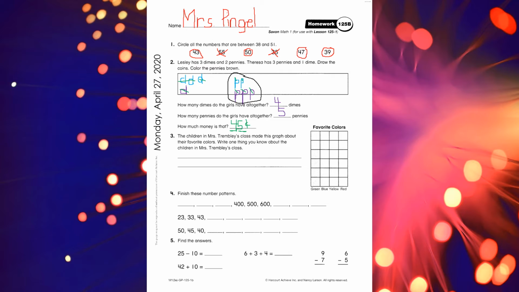Number 3. The children in Miss Tremblay's class made this graph about their favorite colors. Write one thing you know about the children in Miss Tremblay's class. I will let you complete this one because my graph does not have any of the colors shaded in. So I would like you to write one thing that you see about the graph. I'll let you finish that after we complete numbers 4 and 5. Number 4. Finish these number patterns.